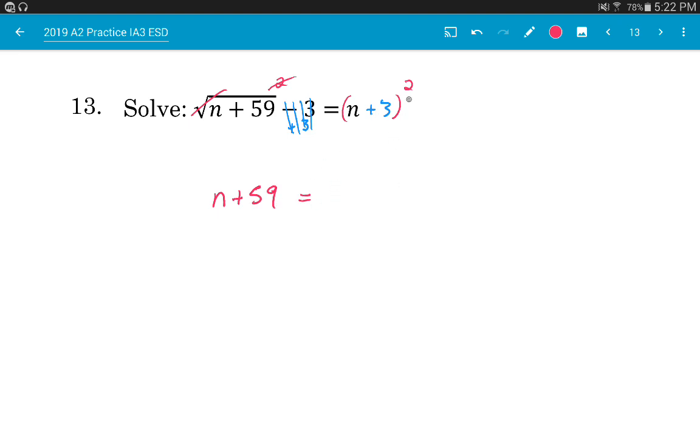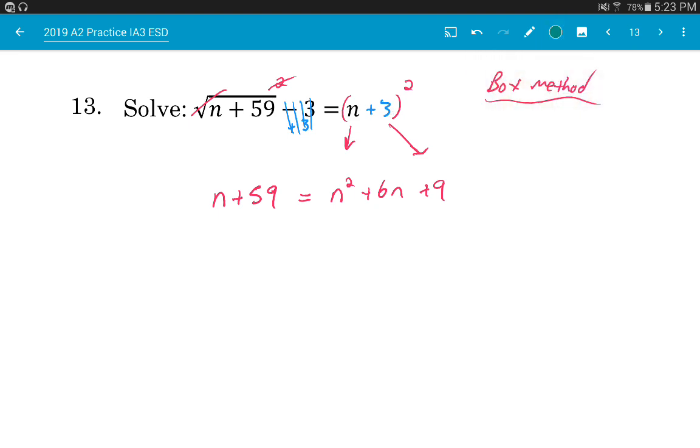to, now this could be a box method, but I'm going to do the shortcut. N times n is n squared, 3 times 3 is positive 9, and 3 times n times 2, 3n times 2 is 6n. If you didn't get that, you could use the box method too. N plus 3 times n plus 3.